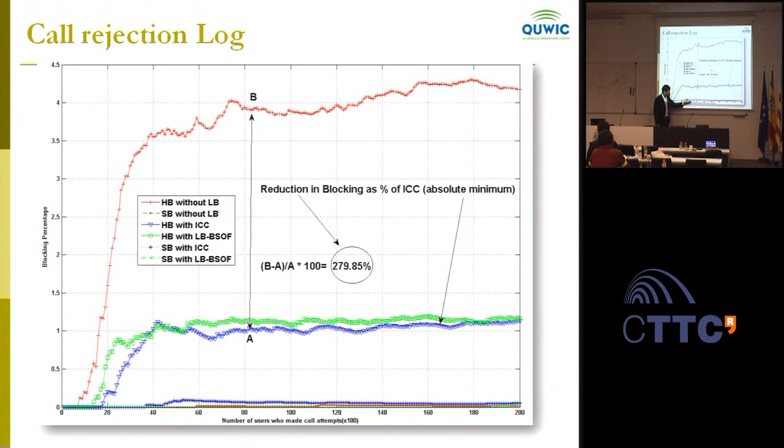And one important thing, you might be wondering what are these graphs. These are actually soft blocking. HB means hard blocking, and SB means soft blocking. If I want to explain, I would explain it like this: hard blocking is when your call is rejected because there is no free channel. Soft blocking is when your call is rejected because there is a high interference.